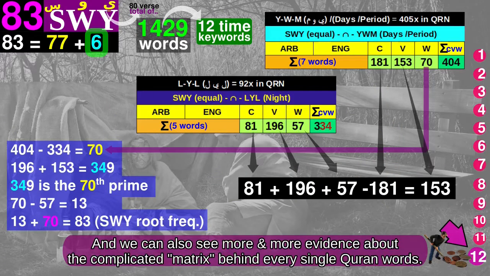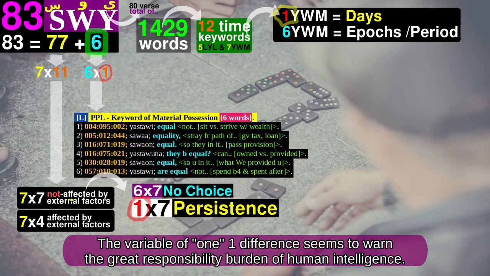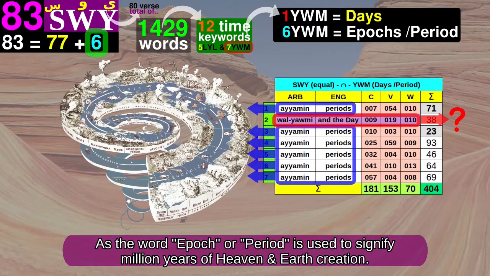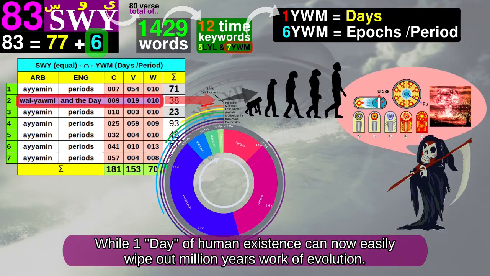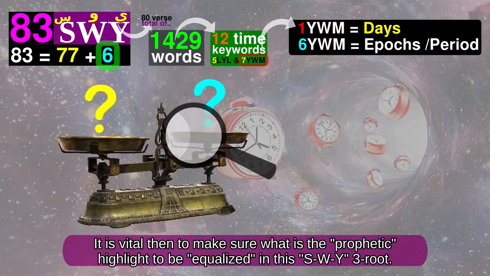And we can also see more and more evidence about the complicated matrix behind every single Quran word. The variable of 1-1 difference seems to warn the great responsibility burden of human intelligence. As the word epoch, or period, is used to signify million years of heaven and earth creation, while 1 day of human existence can now easily wipe out million years' work of evolution. It is vital then to make sure what is the prophetic highlight to be equalized in this SWY3 root.